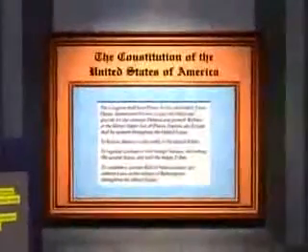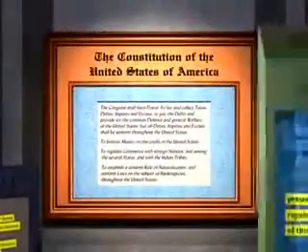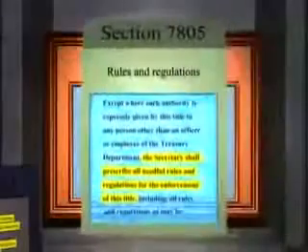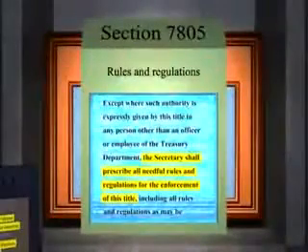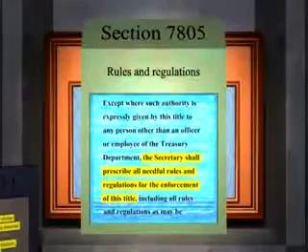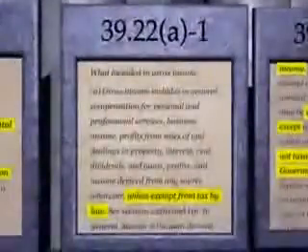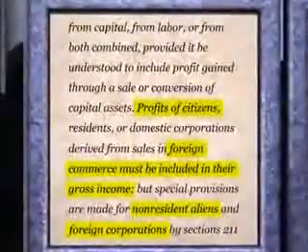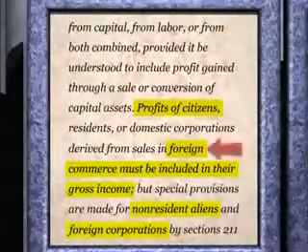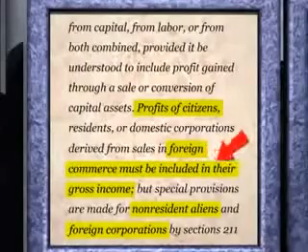The Secretary of the Treasury is the one authorized to write the regulations which tell how the statutes are to be interpreted. The older regulations answered the question about what is constitutionally taxable by saying that profits of citizens, residents, or domestic corporations derived from sales in foreign commerce must be included in their gross income.